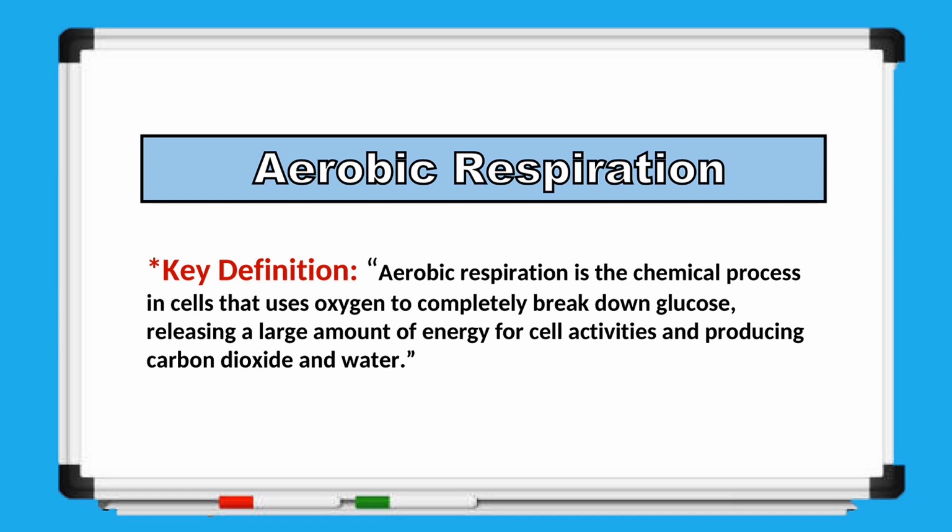So, we define aerobic respiration like this. It's a chemical process that happens inside cells, where oxygen is used to completely break down glucose. This breakdown releases a large amount of energy for the cell to use, and in the process, carbon dioxide and water are produced as waste products.